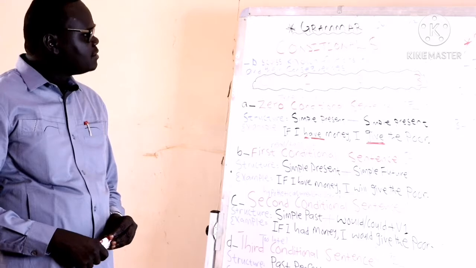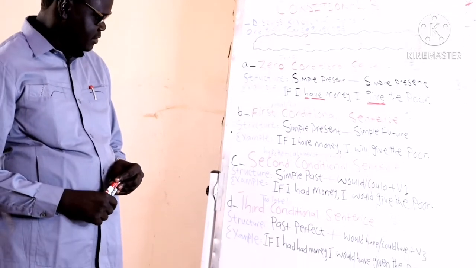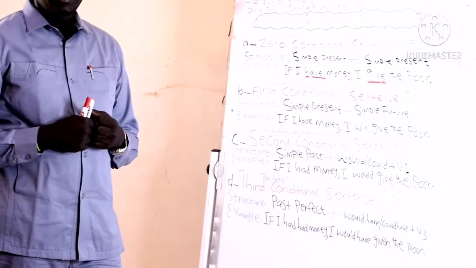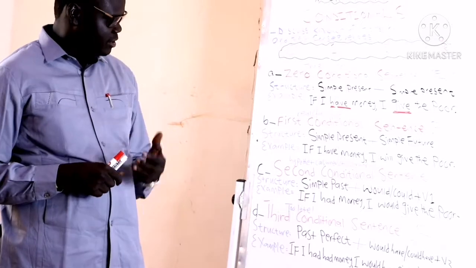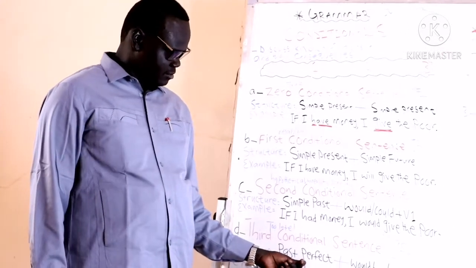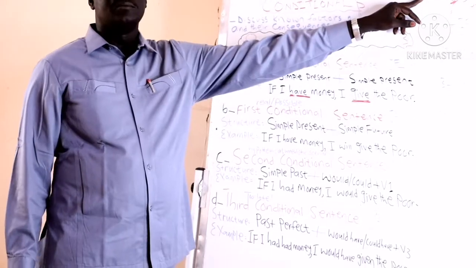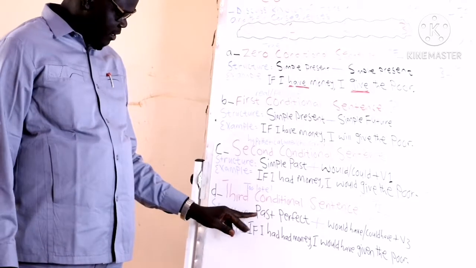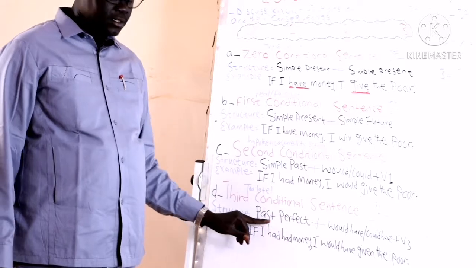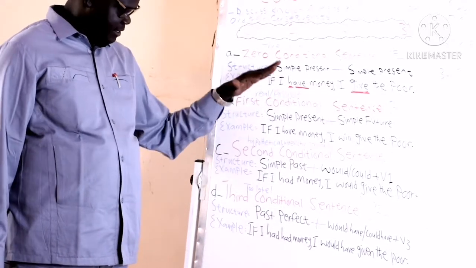The last one is the third conditional sentence that shows actions and states which are too late to be done. Things which are too late to be done are called the third conditional sentences. The structure is past perfect plus would have/could have plus verb number 3. We know very well past perfect in English language is one of the 12 tenses, or the 16 tenses when you include the conditional cases.